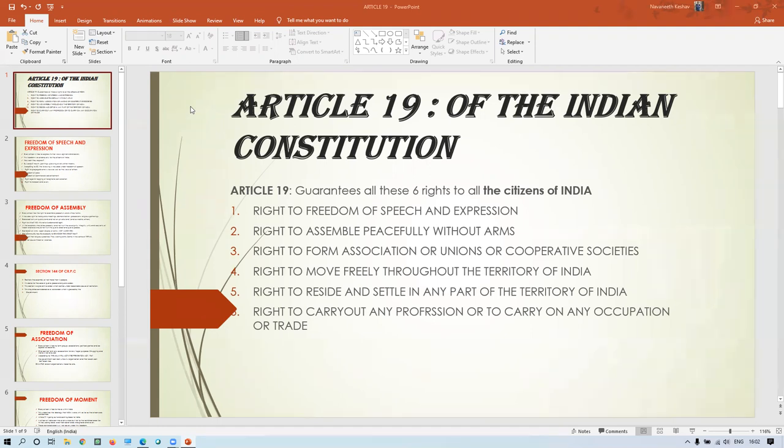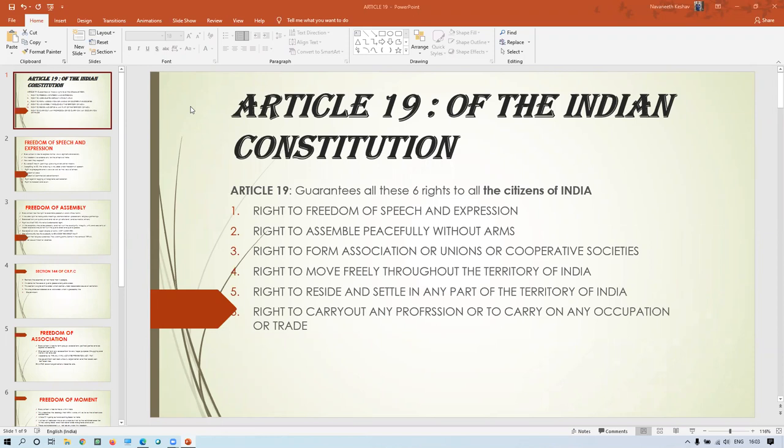So Article 19 has six freedoms to discuss. We'll study each freedom in detail. Article 19 guarantees all these six rights to all the citizens of India.